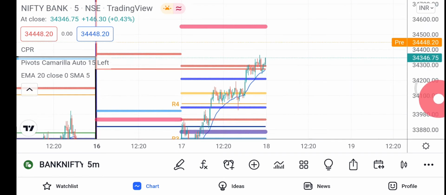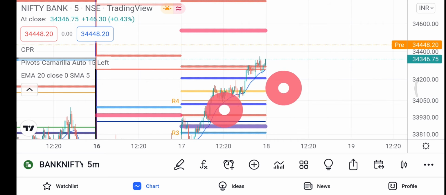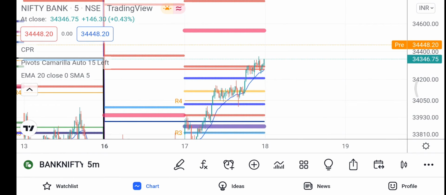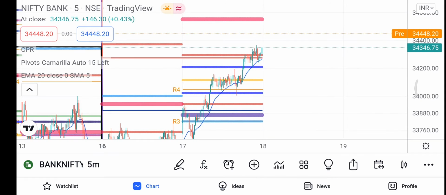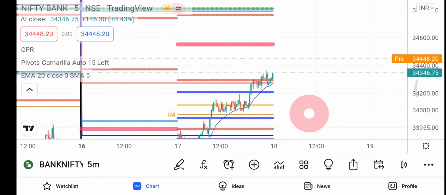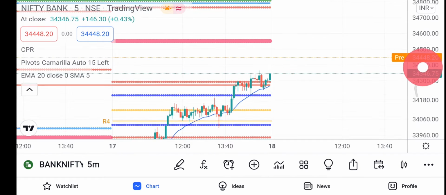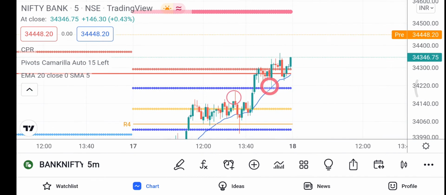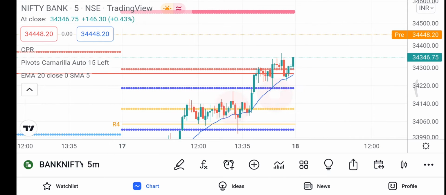Today in this video I am going to show my live trade. As you can see, today the market is going to open a bit flat, that is near the top CPR. This blue dark line and this yellow line which you are seeing is today's CPR.